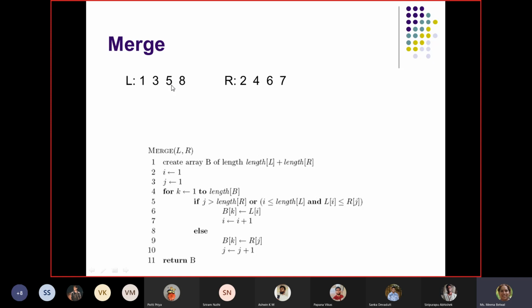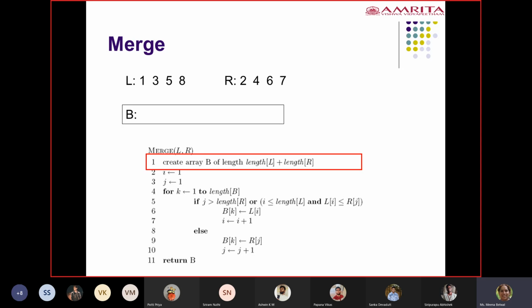Suppose you have these two arrays, L and R. Purposely we have taken them like this: 1, 2, 5, 8 and 2, 4, 6, 7, right? This is sorted in itself, and this is sorted in itself. But now the elements should come into the sorted array in order, like 1 is less than 2, 2 is less than 3, 3 is less than 4. So this is our merge algorithm, and we will have a look at how it works. You create array B of length L plus length R, so array B of size 8.